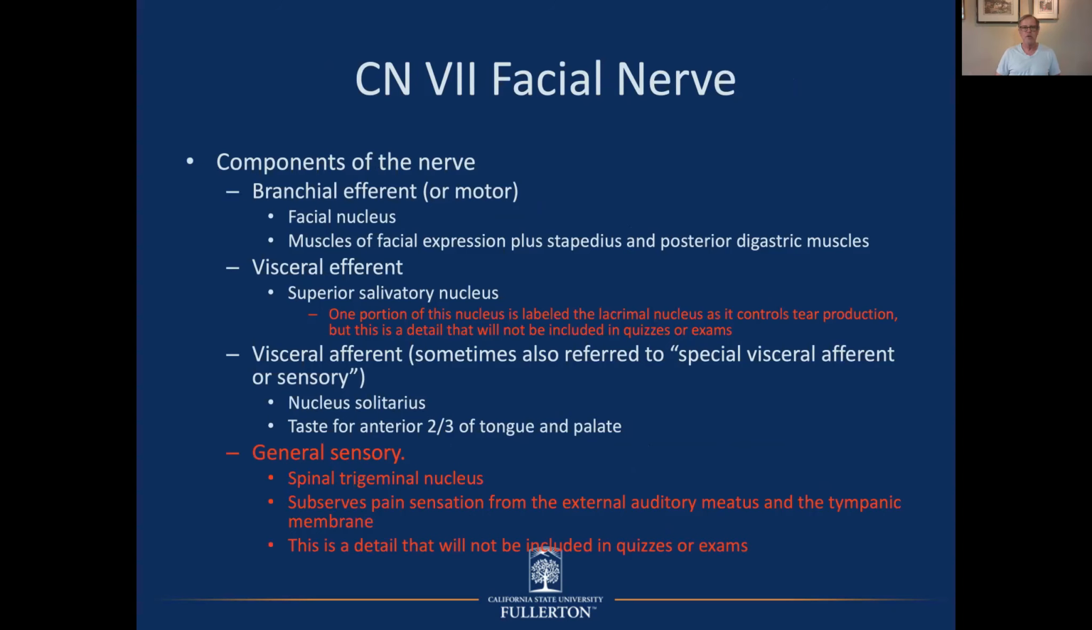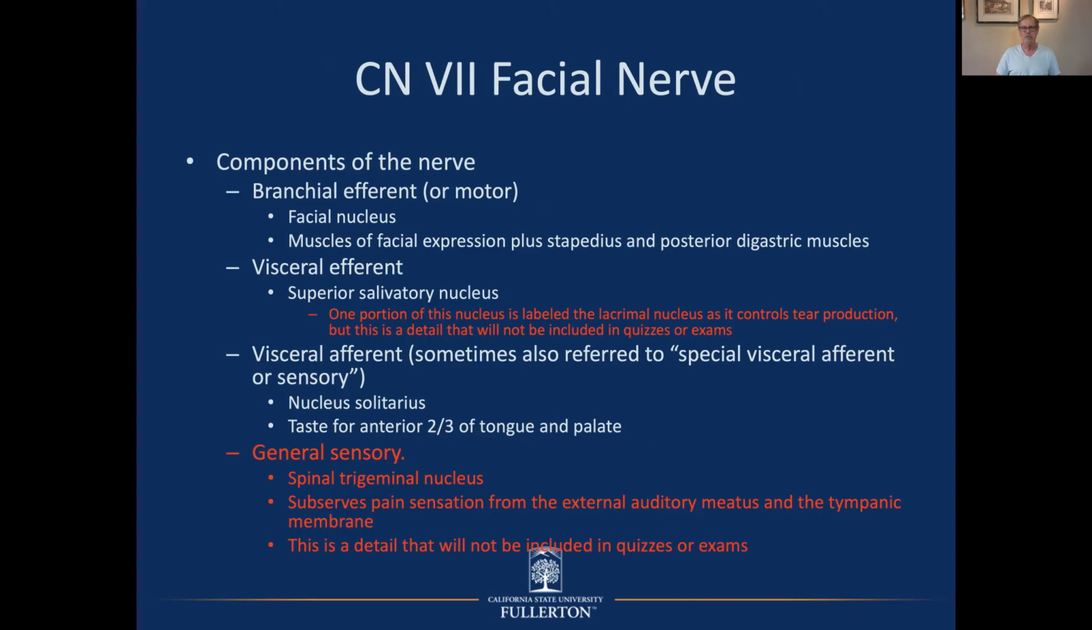Okay, let's go to the seventh cranial nerve. The seventh cranial nerve has multiple components, actually. It has a branchial motor component or a branchial efferent component, and this is for the muscles of facial expression. You know, I always hated them because they're sort of hard to learn, but they elevate your eyebrows and close your eyes, smile, and all that stuff.